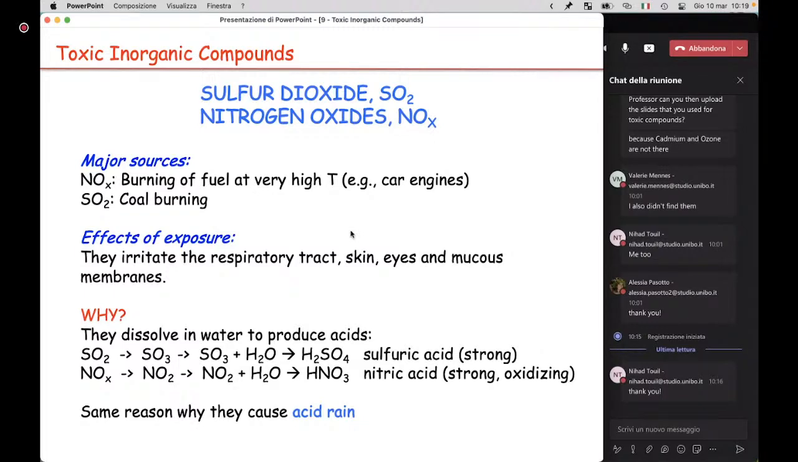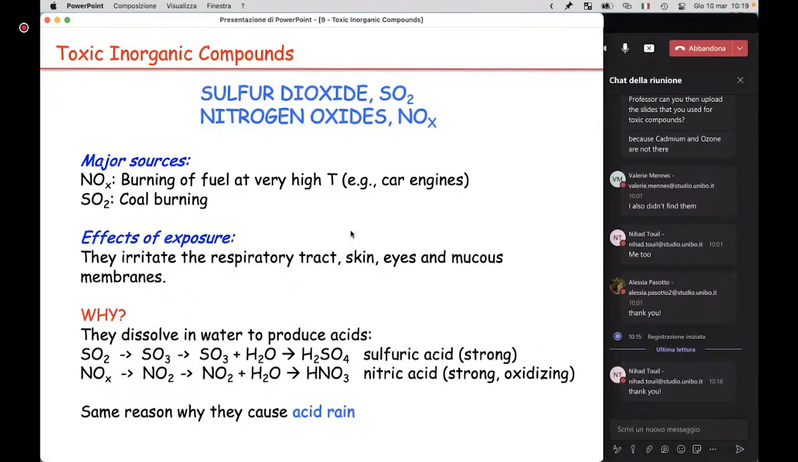For the same reason, when they go into the atmosphere and into clouds, they can become acids, sulfuric acid and nitric acid, and come down with the rain. Acid rain was a very important pollution effect during the 80s and 90s of the last century.